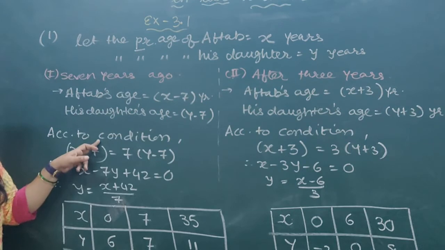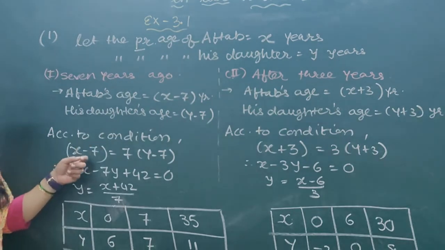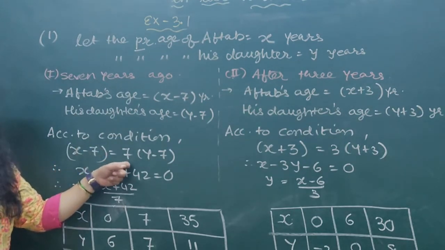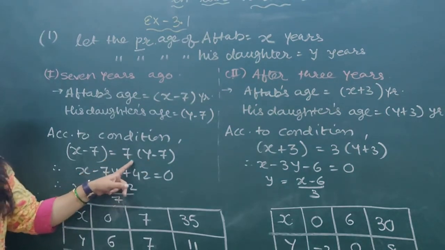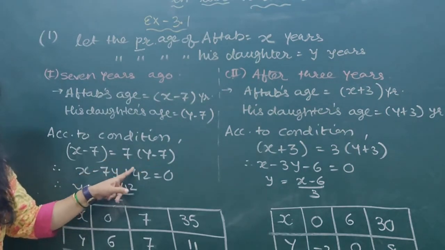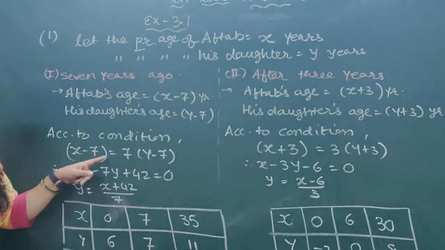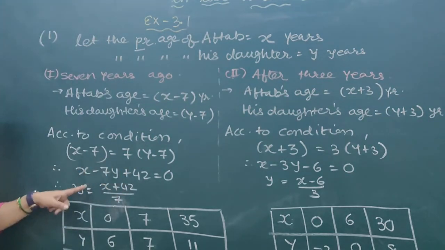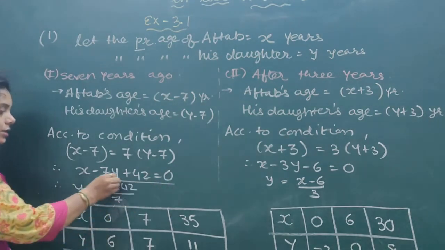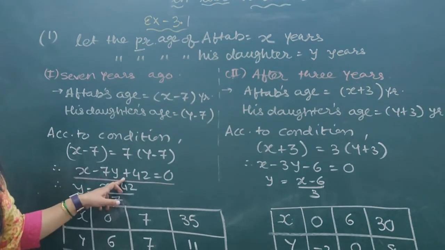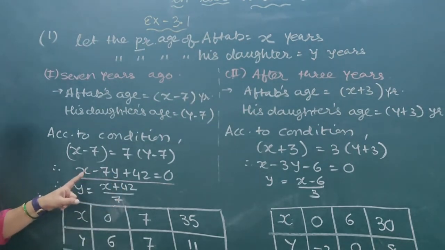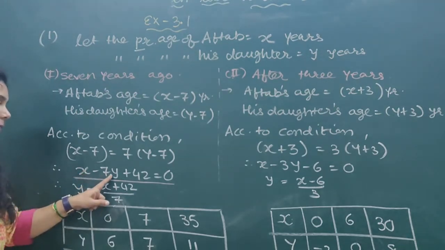So according to this situation, Aftab's age is x minus 7 and his daughter's age is y minus 7 years. Now according to the condition, as he said, I was 7 times your age. It means x minus 7 is equal to 7 into (y minus 7). Now after simplification, I got the linear equation x minus 7y plus 42 is equal to 0. As we have to get the points, we need to get the values of x and y.